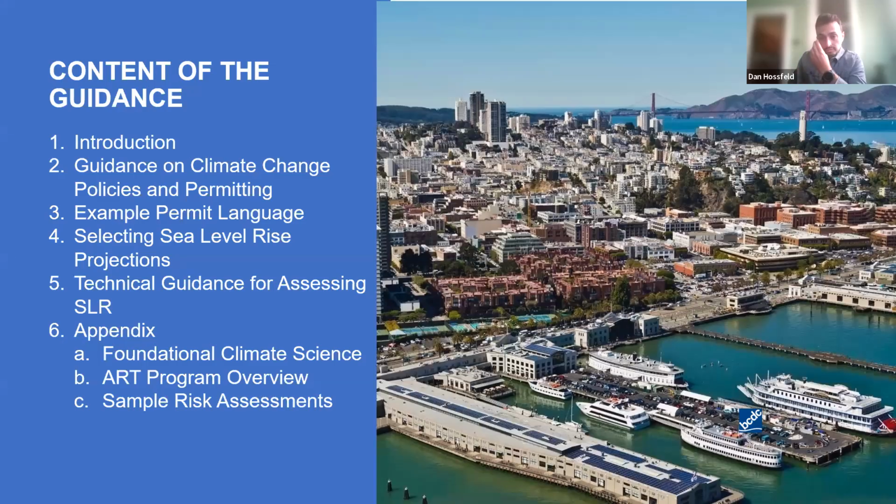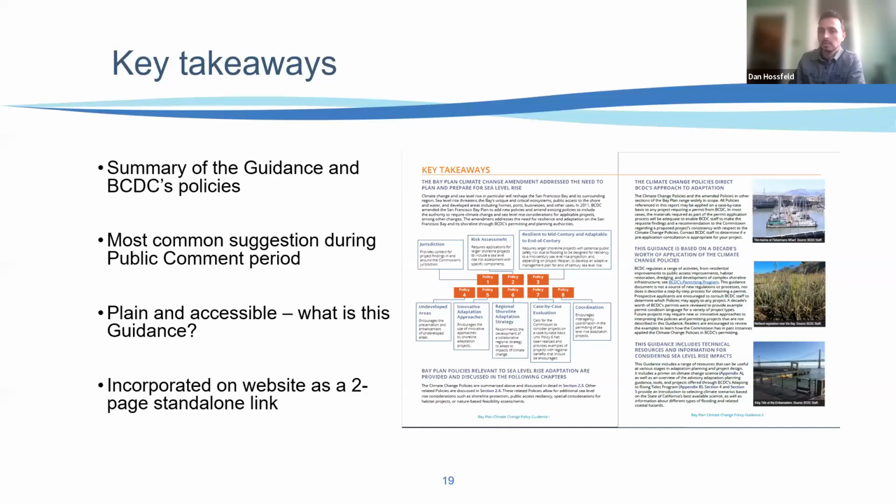So now we'll go through an overview of the content here. As you can see, it's broken out into these chapters: the introduction, the guidance itself on the policies, and some example permit language broken out into case studies. Chapters 4 and 5 are technical guidance, selecting sea level rise projections as BCDC does, and looking at specific sea level rise impact assessments. And then finally, the appendices, which we'll touch on.